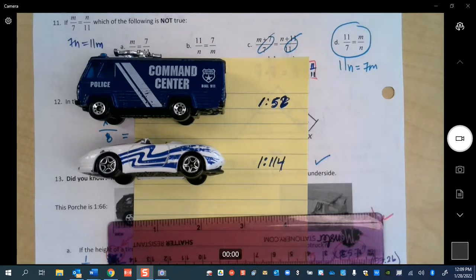What are your thoughts about this scale model? How do you think I can figure out if this is a true scale model? What could I do? Yeah, I could go ahead and measure this. I could measure its width, and its height. I could measure this width and this height, and I could see how many times bigger you predict this is than this.